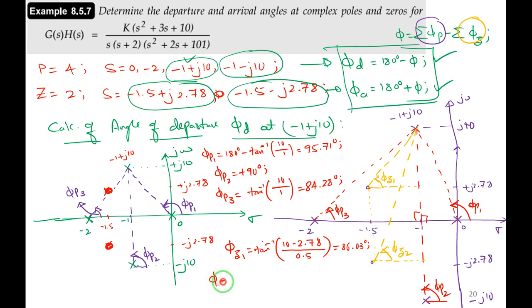Next, similarly, you calculate phi z2. This is the right angle triangle, the big one, right? So tan inverse of opposite by adjacent. Opposite means from here to here it is 10 plus 2.78, so it is 12.78, this height. And here 1.5 minus 1, so it is 0.5. Shift tan inverse of 12.78 divided by 0.5. So I'm getting 87.75 degrees. Okay, we have calculated all these angles subtended by the remaining poles and zeros.